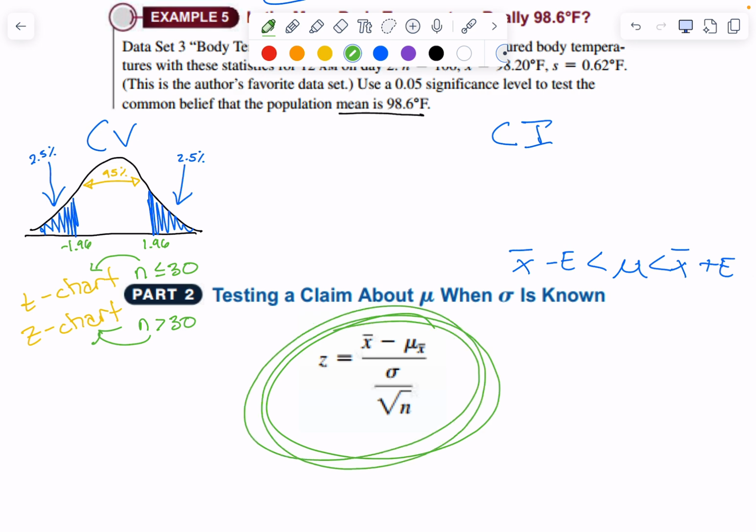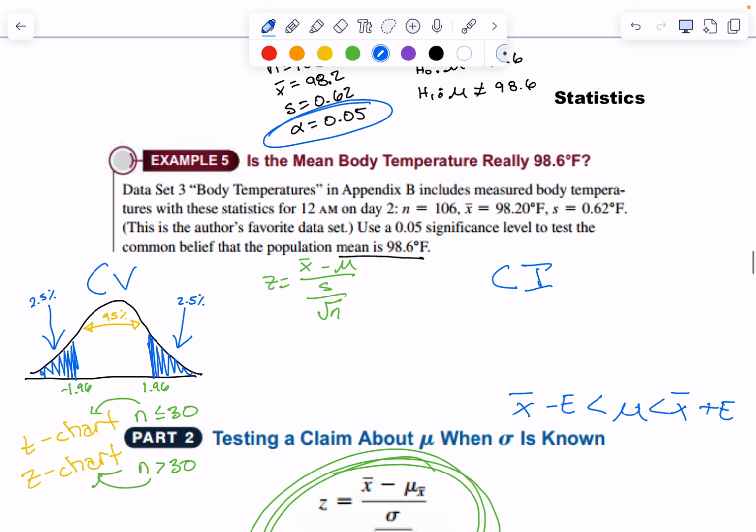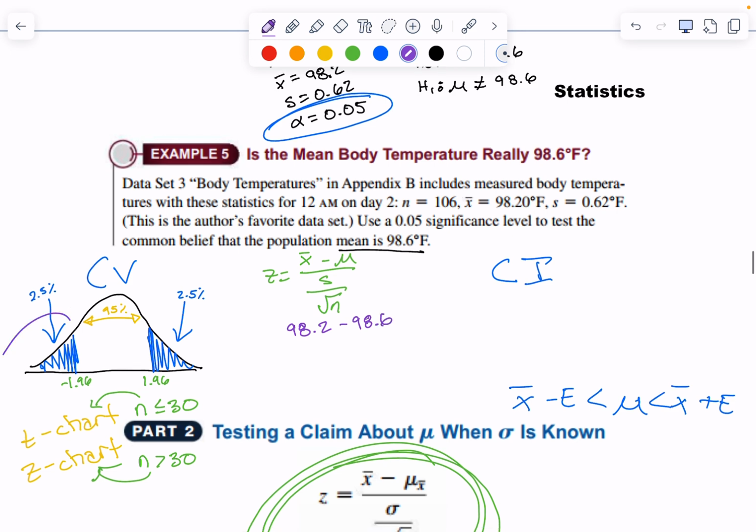And then all I do from there is find my test statistic, which is this guy right here. It's that formula. So Z equals x bar minus mu over S over the square root of n. Okay? X bar is 98.2. Oh, so which tail am I going to be looking at specifically? I'm going to look at the low one, right? 98.2 minus 98.6 is going to be a negative number. So I'm looking, does he live in that tail or above that tail? I don't know.